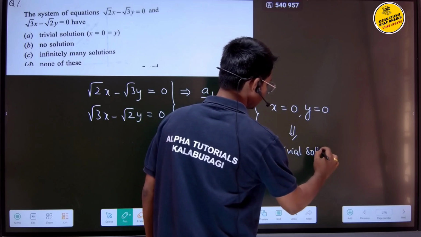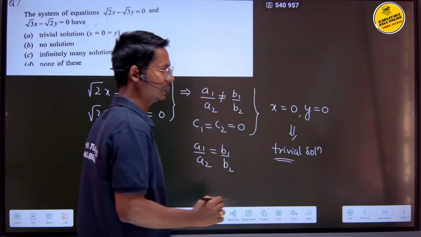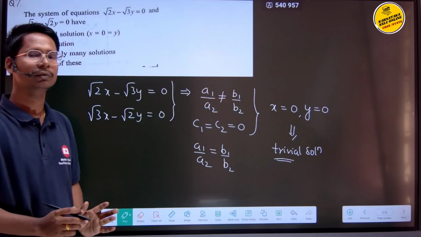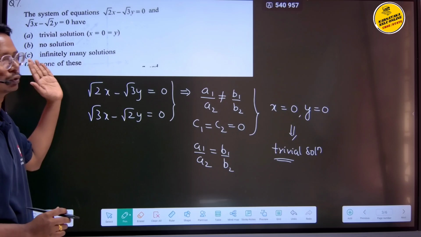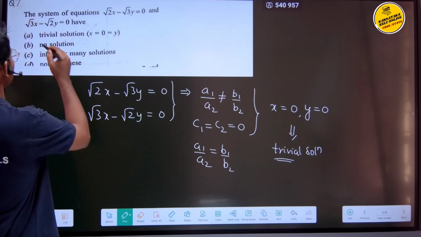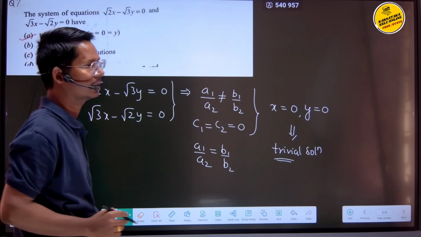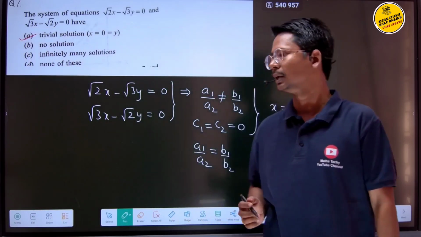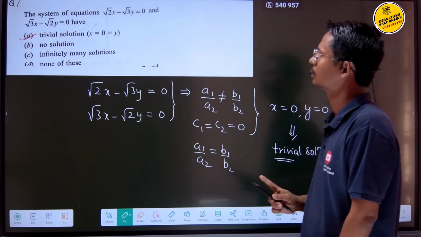It is important to remember. Trivial means for a system of equations, x and y value should be always 0. So here in this case the solution is going to be trivial, where x and y both take 0 for the solution. Okay, next one.